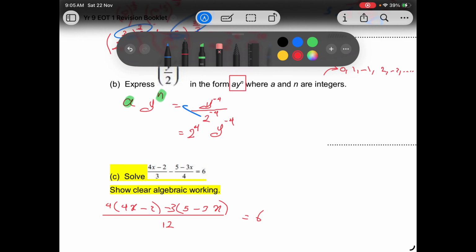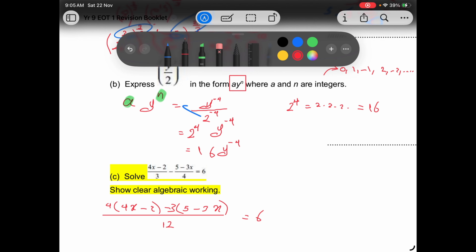And look at this, guys. 2 to the power of 4, I can find the value of 2 to the power 4. 2 to the power of 4 means to multiply 2 by itself 4 times. It is like 2 times 2 times 2 times 2, which is 16 indeed. So I can make it here 16 y to the power of minus 4.